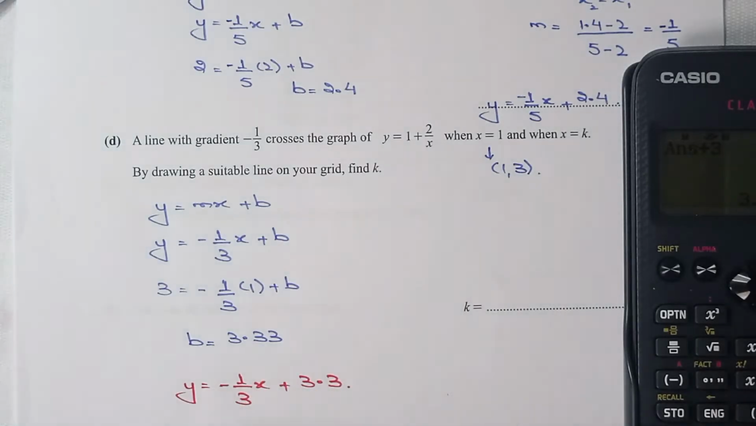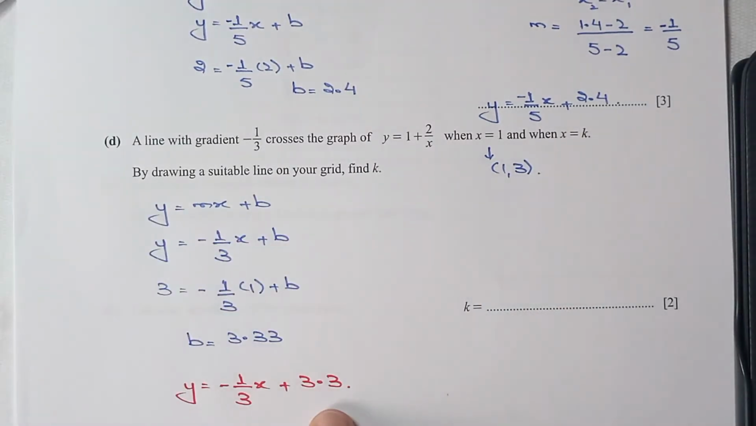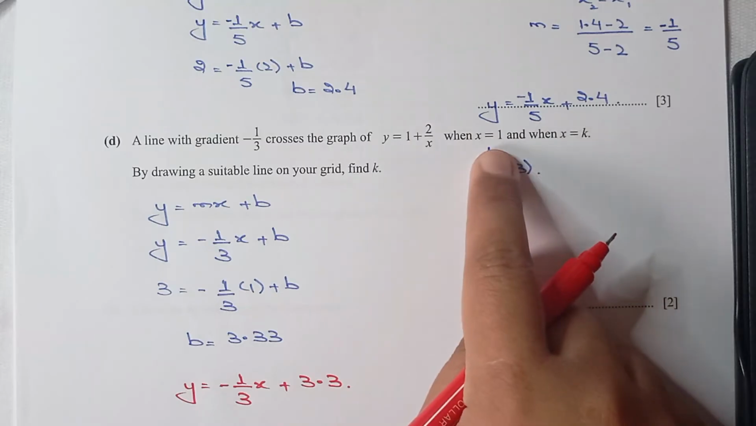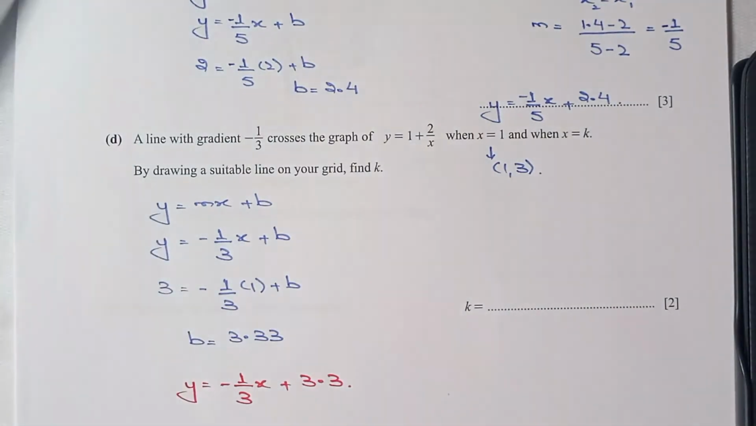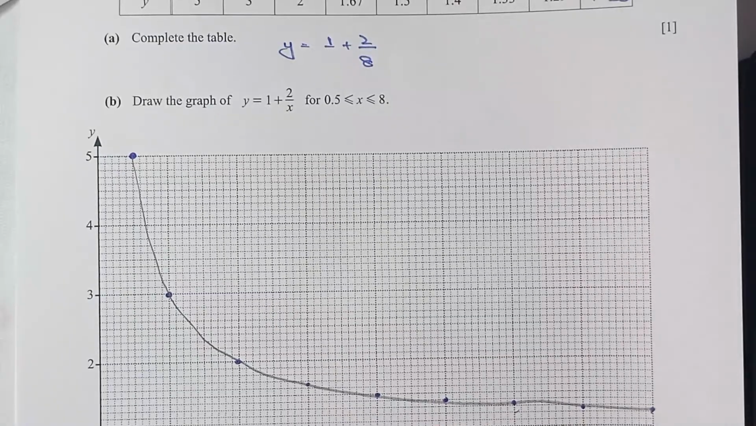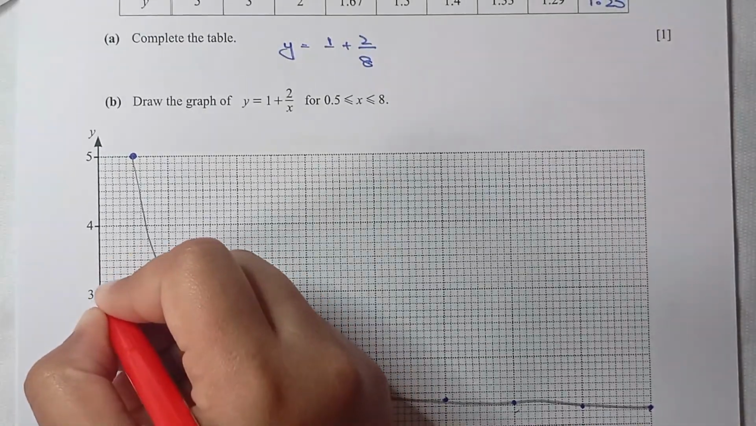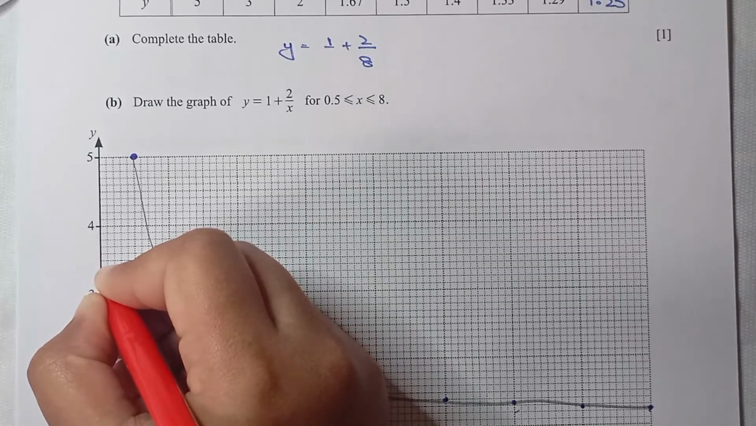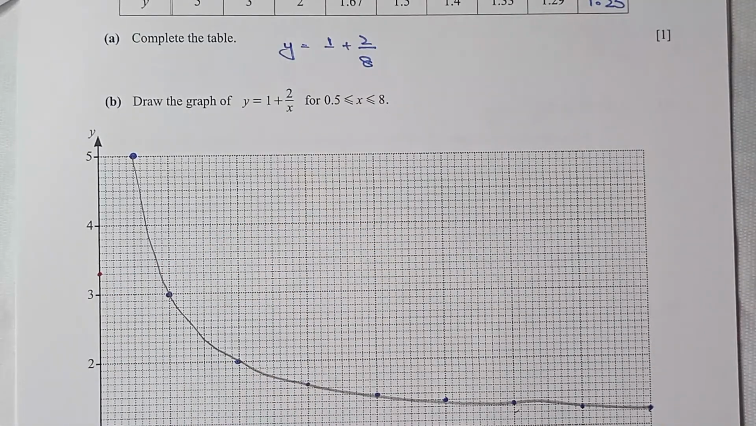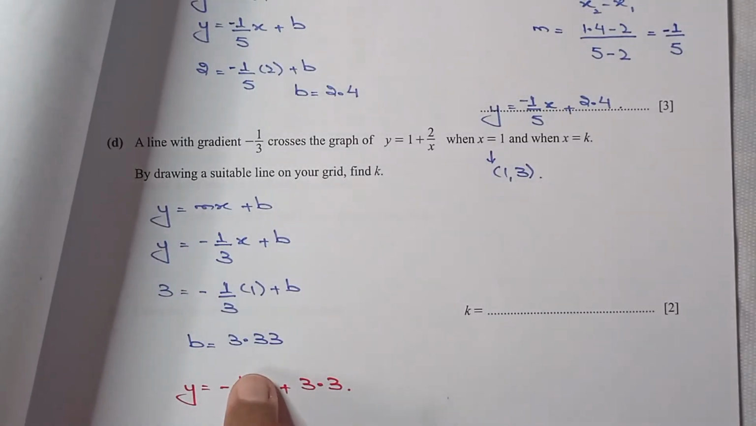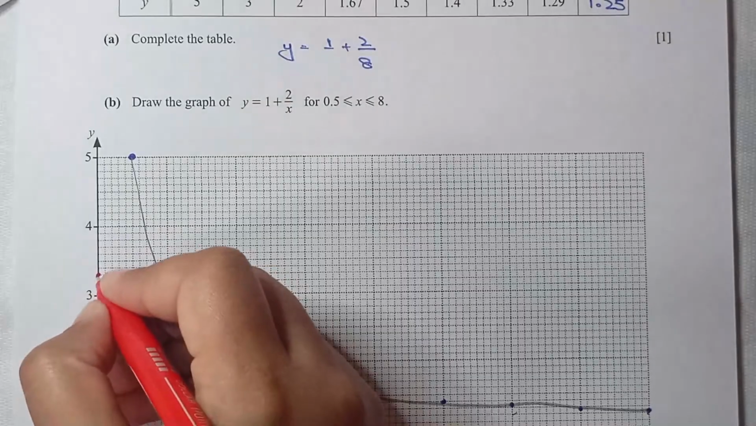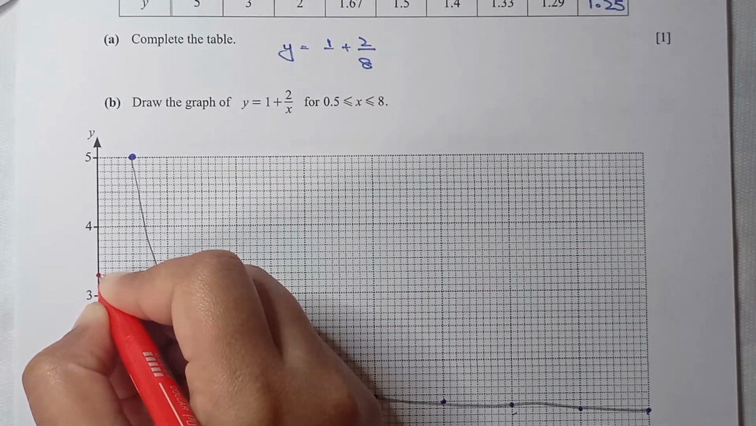Now let me draw this equation of line onto the grid to get the value for k. It must pass through x equals 1 and x equals k. So now the y-intercept is 3.3 and the slope is minus 1 by 3. So going back to the grid, 3.3. So we can see 3, 3.1, 3.2, 3.3. This is a point 3.3 and it has a slope of minus 1 by 3. So minus 1 by 3 slope is basically rise over run. So the rise is minus 1 and the run is 3. It means the rise is 1 unit down.